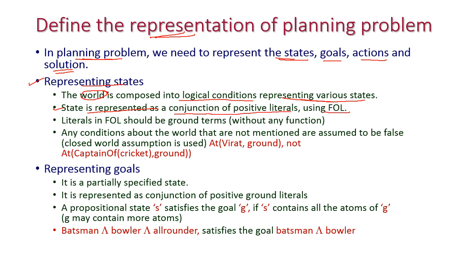order logic language. So here we have to use only the conjunction of positive literals, and the literals in first order logic should be ground terms. We have to use only ground terms. There should not be any functions in that ground term, and any conditions about the world that are not mentioned are assumed to be false. If we miss out any particular term, we can assume that term is false. For example, At(Virat, Ground), that is Virat is at ground. It is accepted because we are using only ground terms.